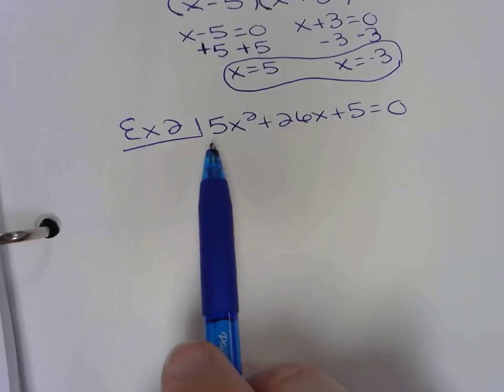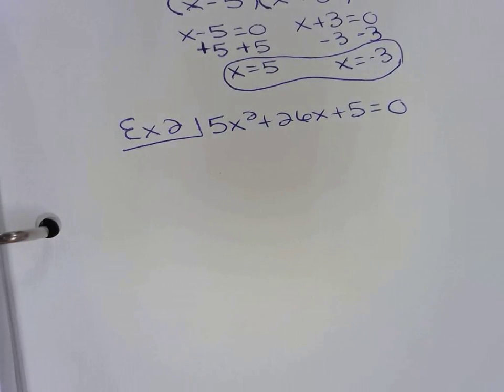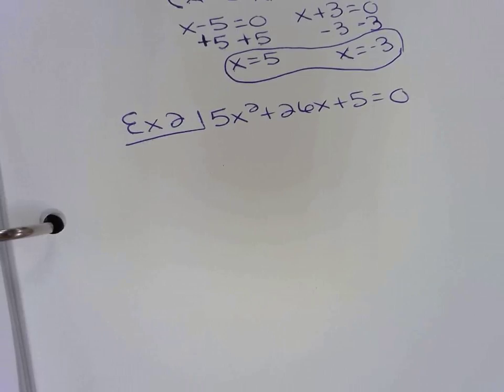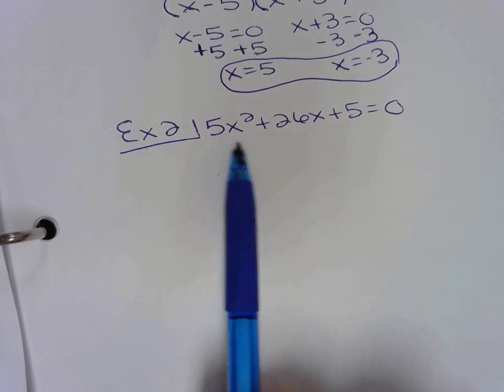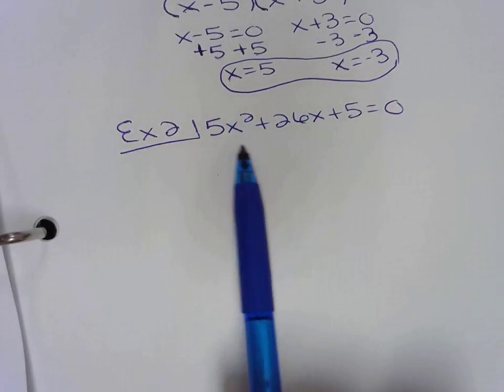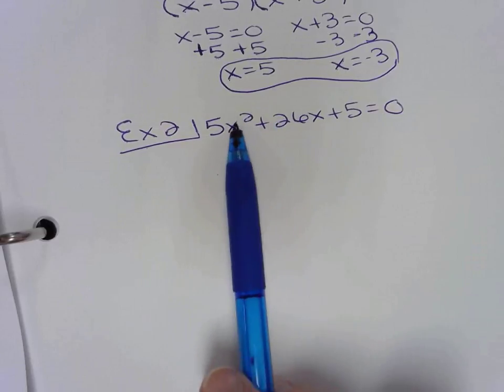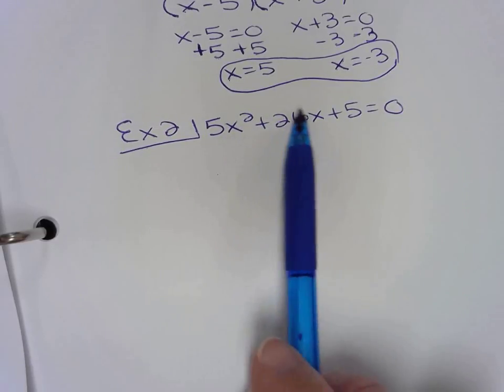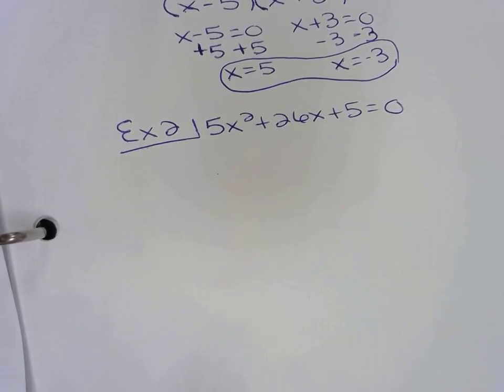I need to factor. So as I look at my left side, I always try to factor out a what first? GCF. Is there a GCF for 5, 26, and 5? No. So now I look and I need to try to factor this. How would I try to factor this? It's a trinomial. Tell me how I would start trying to factor this.